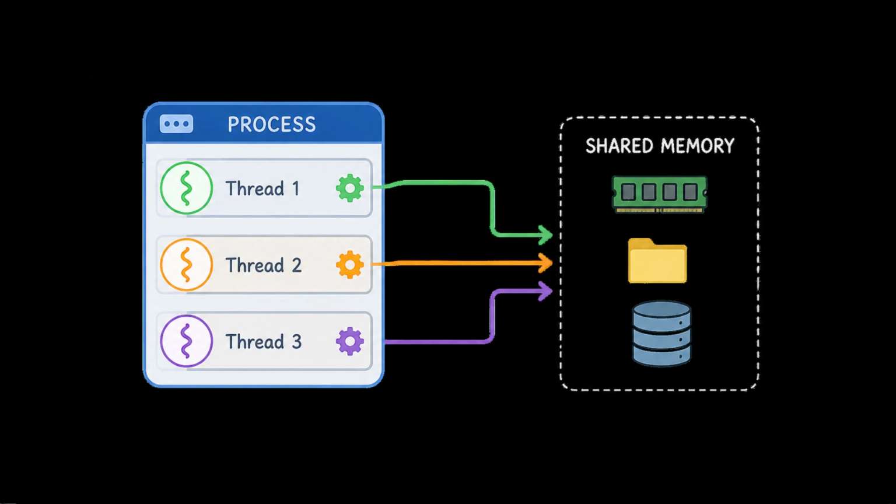And threads inside a process share memory. This makes things fast and efficient. But it also creates risk. Because when multiple threads access the same data, the result may depend on timing. And when timing matters, things can go wrong. And this is where race condition comes in.